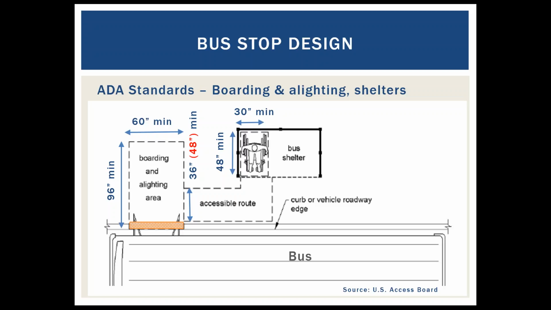So here's kind of your basic ADA standards for bus stop design. You can see the basic requirement is to have a boarding and alighting area that is a 60 inch by 96 inch level area. That has to be connected to an accessible route, which by the PROWAG is 48 inches minimum. And you can see here, this is just depicting how it's connected to a bus shelter, where under the shelter you have to have space for somebody that's in a wheelchair, 30 inches by 48 inches. So that's kind of your basic requirements.